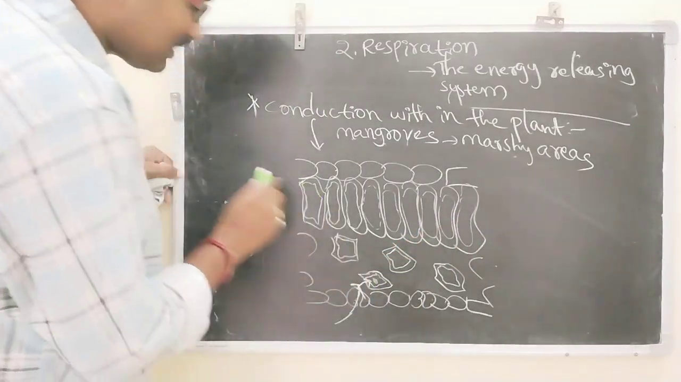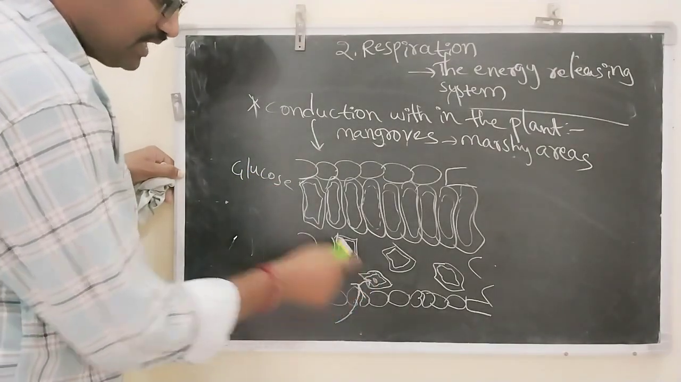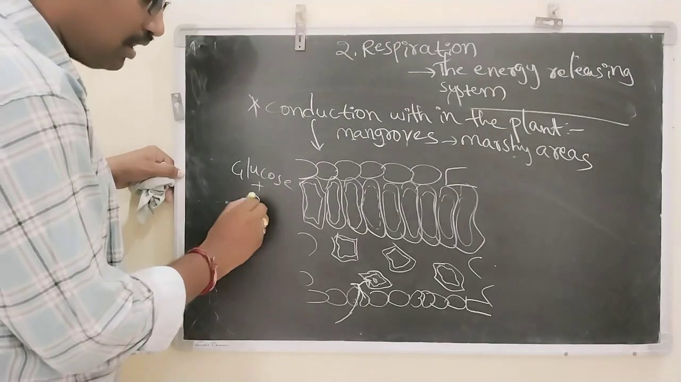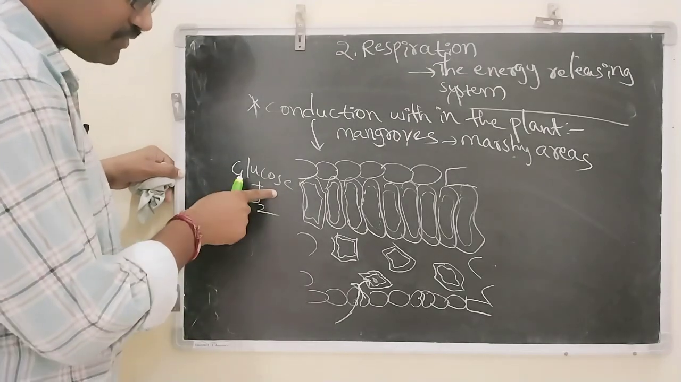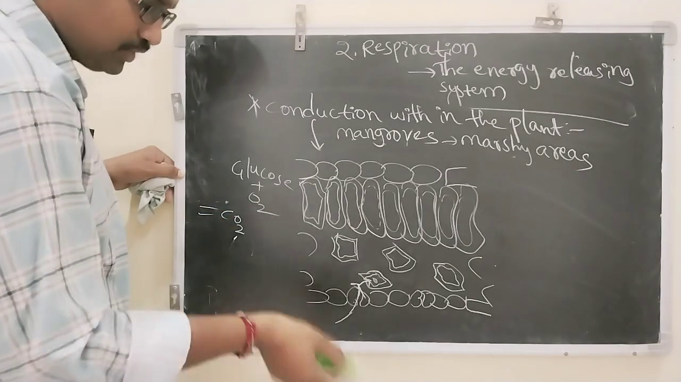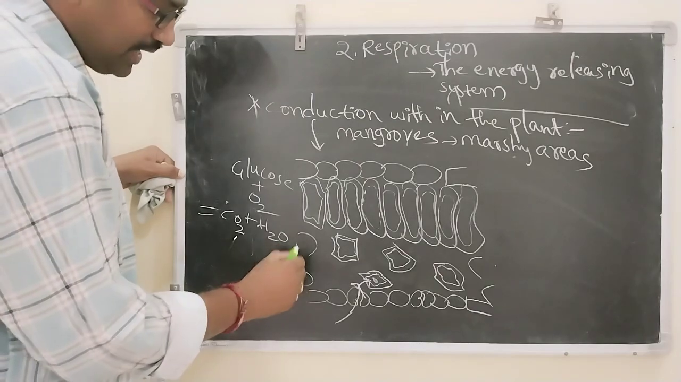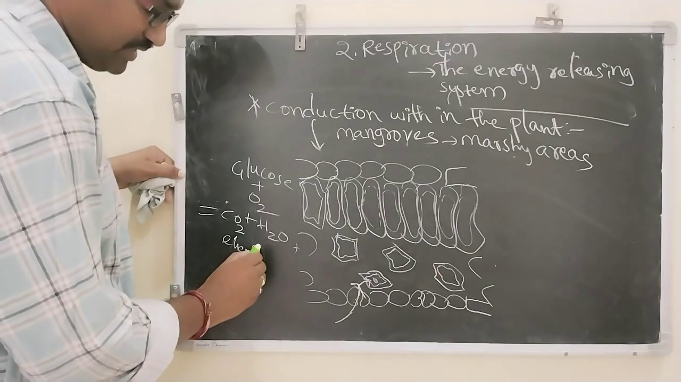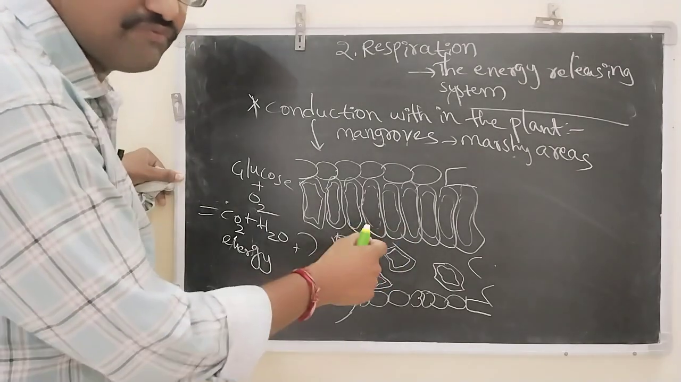Now the cytoplasm of cells, which contains glucose, is oxidized. And we know already, after oxidizing, what will be released? Carbon dioxide is released into the atmosphere, water is used by the plant body itself, and energy is released for its activities. Okay, so the process involved here is the diffusion process.